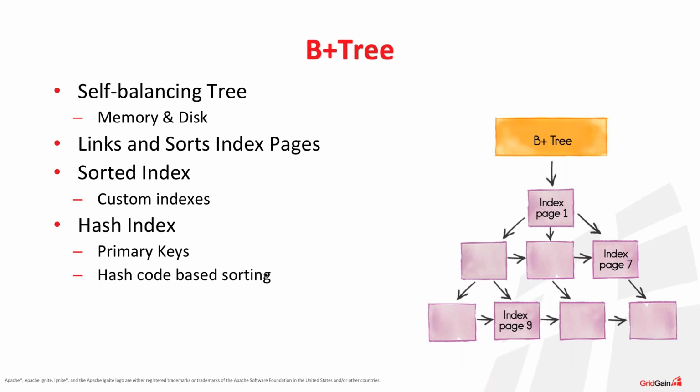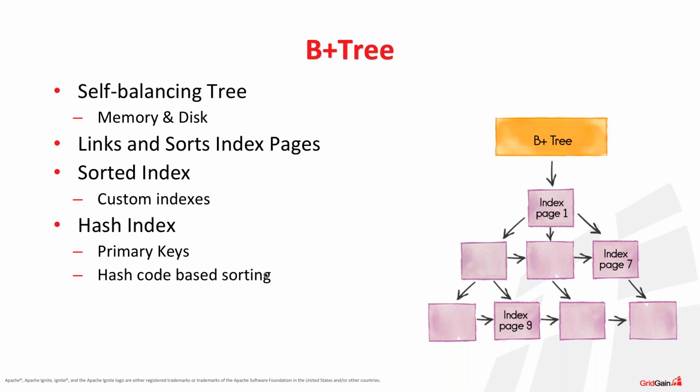Okay, now let's take a look at the heart of our virtual memory architecture, at the B+Tree data structure. So actually, B+Tree is a self-balancing tree data structure that keeps data sorted and allows searches, sequential access, insertions, and deletions in logarithmic time.